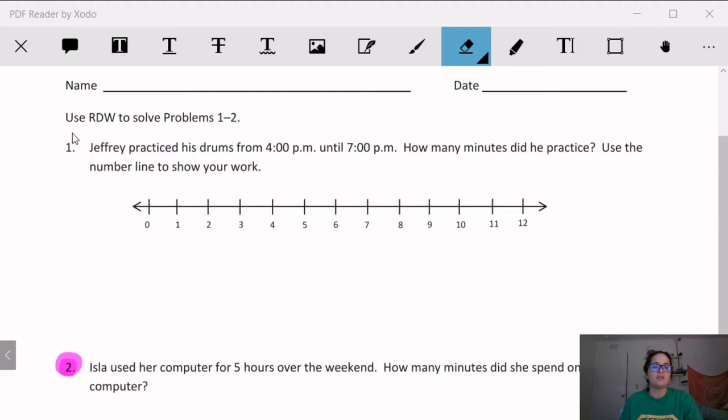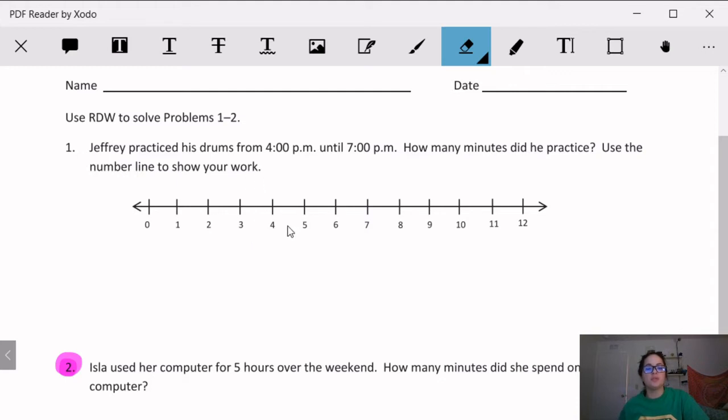All right, so the directions for number 1 and number 2 say use the RDW strategy to solve problems 1 and 2. RDW stands for read, draw, write. So we're going to read the question, draw a model, and then write our answer as a sentence. Looking at number 1, it says Jeffrey practiced his drums from 4 p.m. until 7 p.m. How many minutes did he practice? Use the number line to show your work.